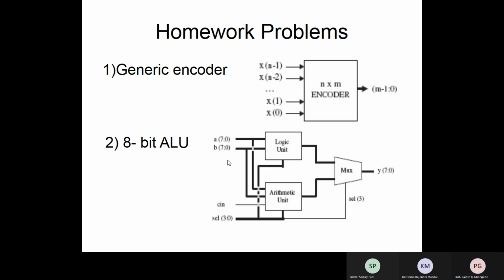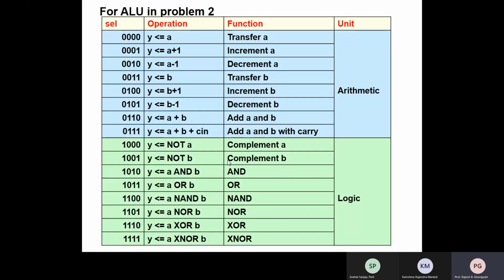Generic means, okay, if you're not comfortable with generic, try to have something like an 8:3 kind of encoder. But at least start with this practice problem. And then the 8-bit ALU. So I'm going to give you the operations using simple logic, simple constructs that we have seen so far. You can write down this.